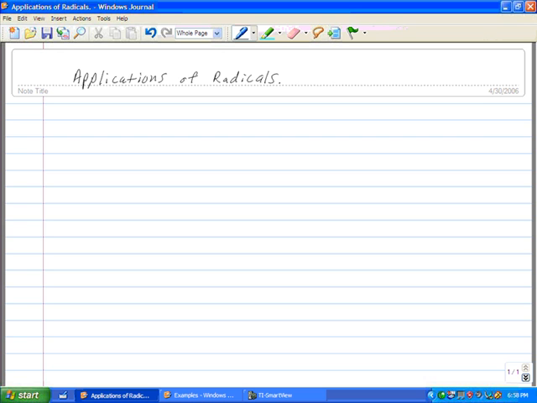Now that we've been working with radicals for a while, we're going to look at two specific examples of the ways these radicals can be used and the way radical equations can be used. The first example is something that you've probably seen before, and that is the Pythagorean Theorem.